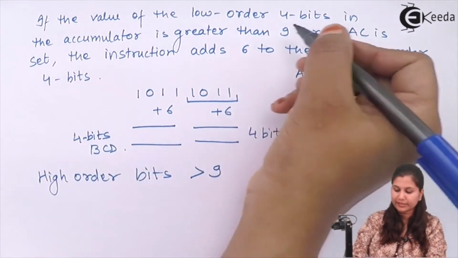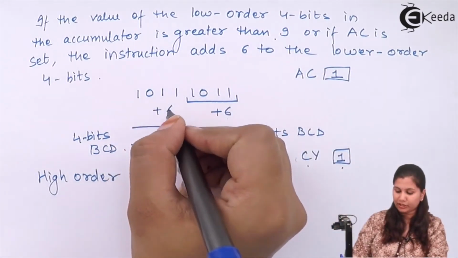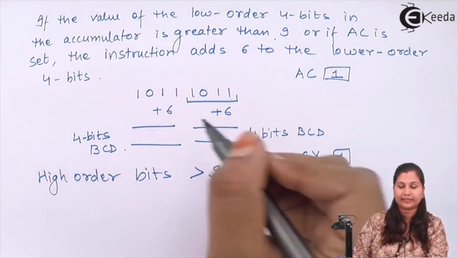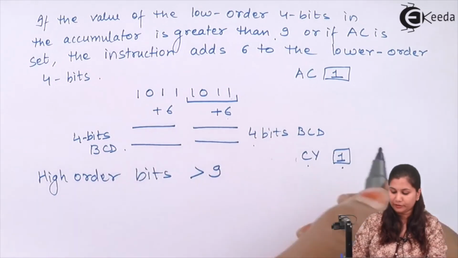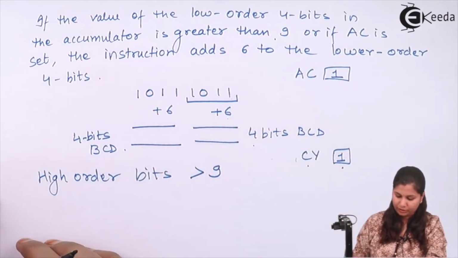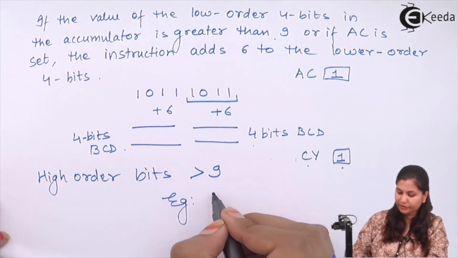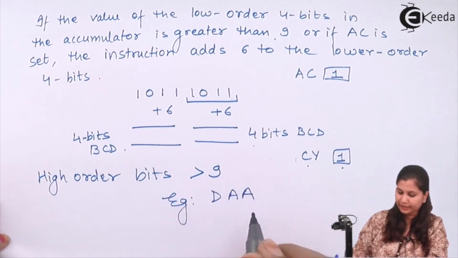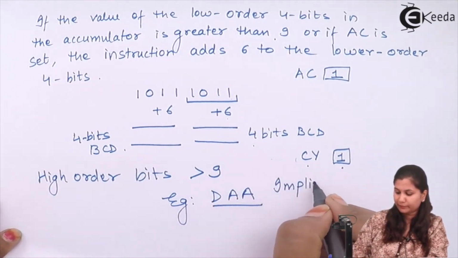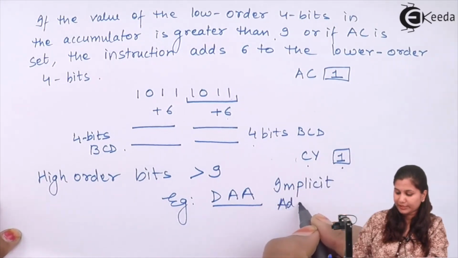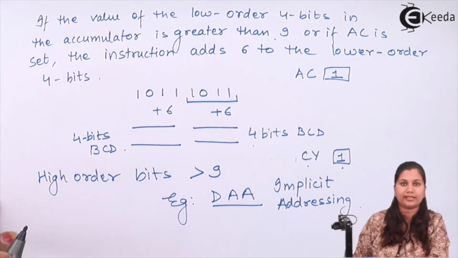If the lower order bits are greater than 9, then add 6 to the lower order bits, and if the higher order bits are greater than 9 and the carry flag is set, then add 6 to the higher order bits. To perform this BCD conversion in the microprocessor, we will just write DAA. This instruction has implicit addressing mode, because the operand is given in the instruction itself.